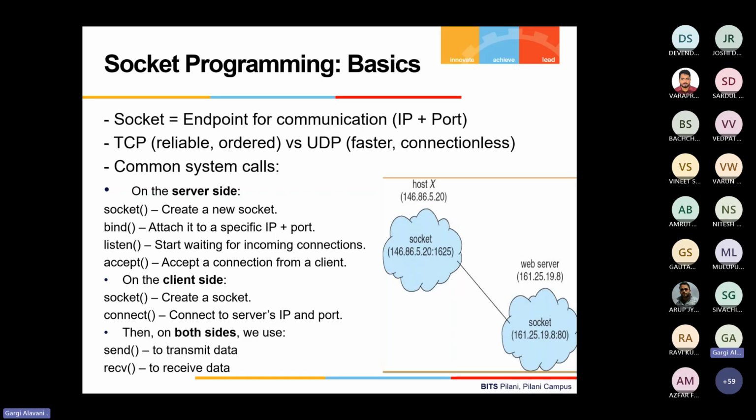On the client side, the client only has to create a socket and connect to the server's IP and port. Now, these four functions on the server side and two on the client side have established the connection. Once the connection is established, there are two functions. One is send and the other one is receive.